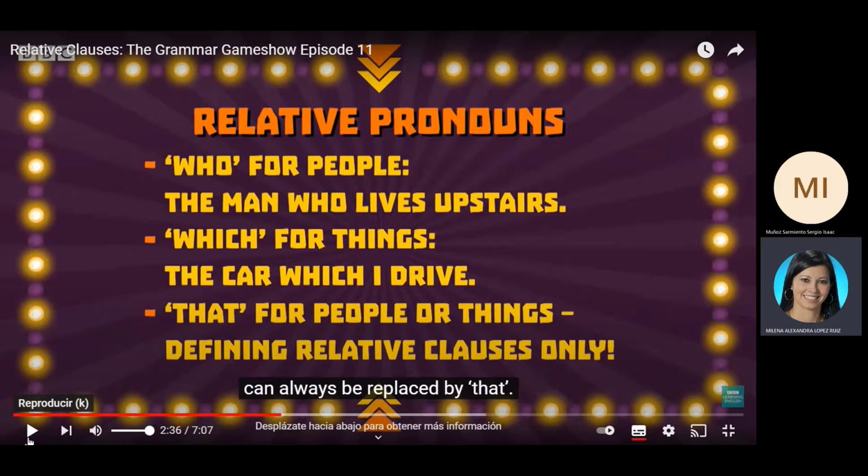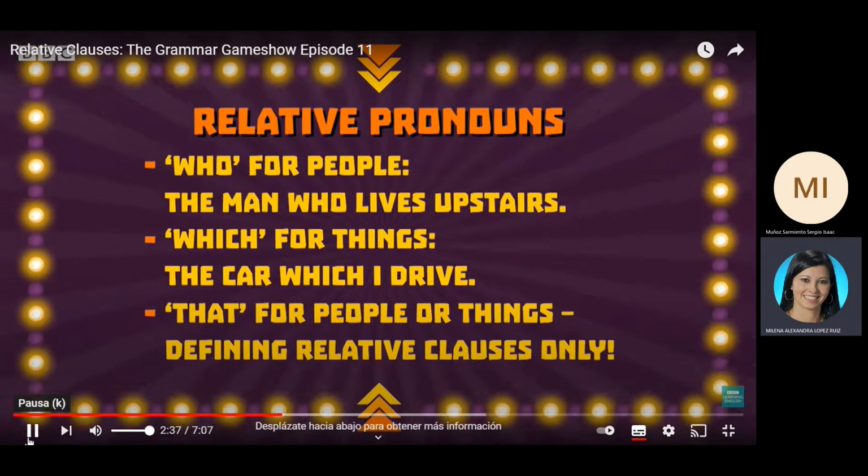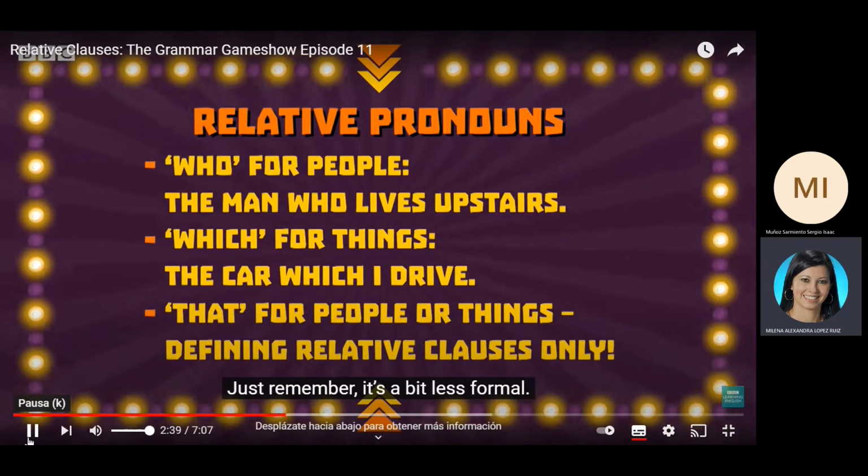However, okay, remember who and which, they are more formal, okay? If I use that, it's not that formal, it's a more informal way to say it, the relative pronouns, okay? So if you are in, I don't know, in an academic speech or something, you should use who or which instead of that, okay? Okay. Just remember, it's a bit less formal.